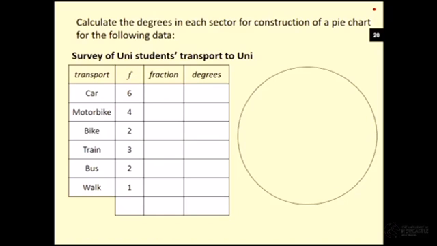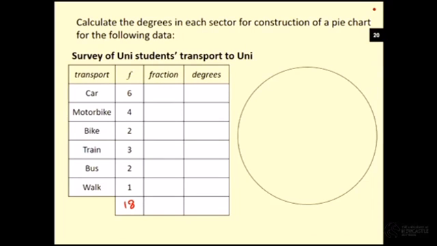Okay, let's say it's the main one. They didn't give multiple answers, they had to give one answer, my main method of getting to uni, and this is what happened. So there's 1, 2, 3, 4, 5, there's only 6 different categories, but it's not only 6 people I asked. 6 people said car, 4 said motorbike, 2 said that, and so on. So really, how many people did I survey here? There's 10, 12, 15, 16, 17. I surveyed 18 people. There's 18 answers in this table, 6 unique answers, but 18 people were surveyed.